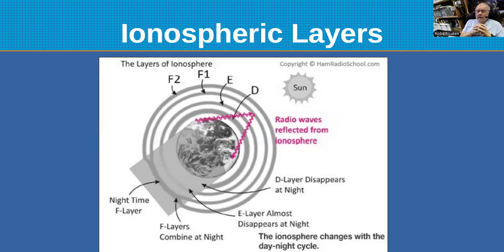and you have the D layer absorbing the lower frequencies and not affecting the higher frequencies as much, so they can make it through the D layer. Depending on the frequency, they may get some refraction or diffraction or scatter in the E layer. And if they're high enough frequency, they make it up to the F1 or F2 layer.